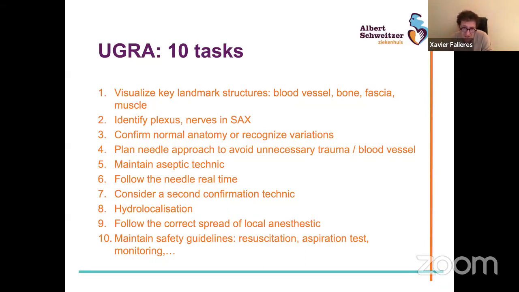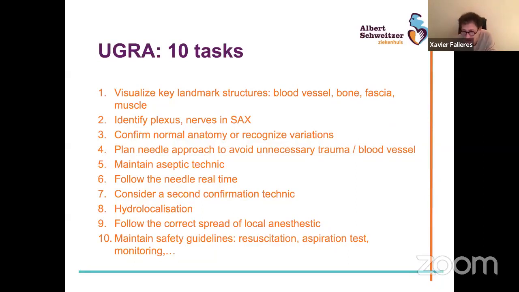Maintain aseptic technique as much as you can. For a single shot, you don't need to do a lot. As for an intramuscular injection, you don't need a lot of asepsis. You need to stay clean. Please follow the needle in real time, certainly for the supraclavicular block. Consider always a second confirmation technique if you have it. Use hydrolocalization. We will see it.